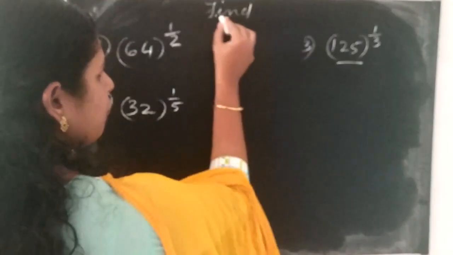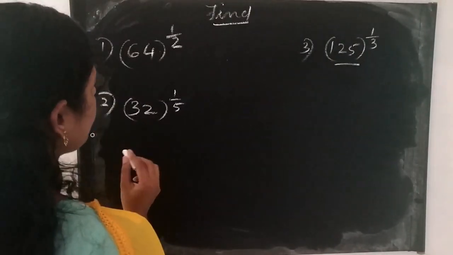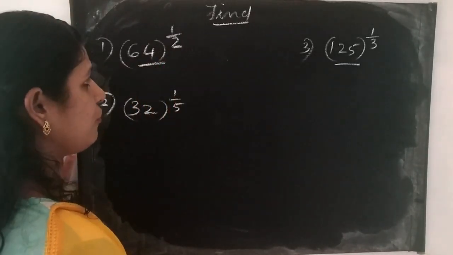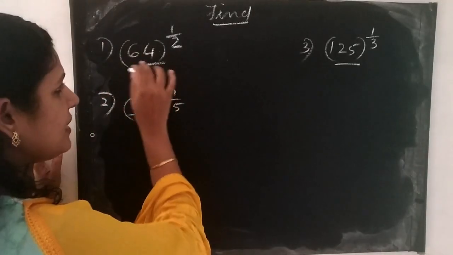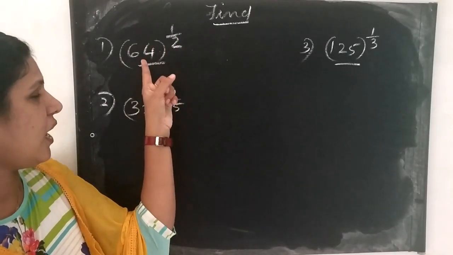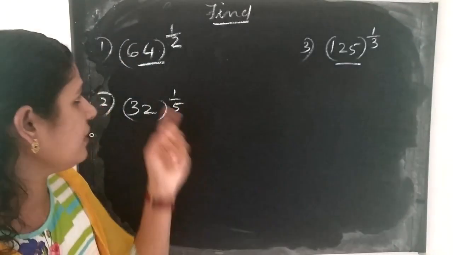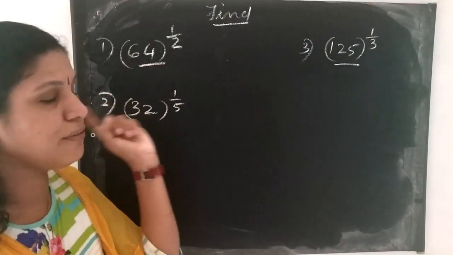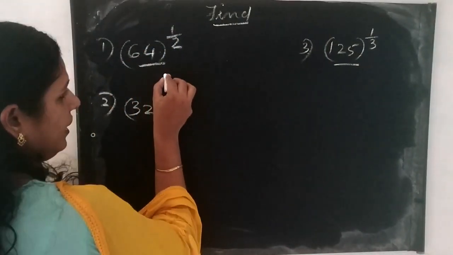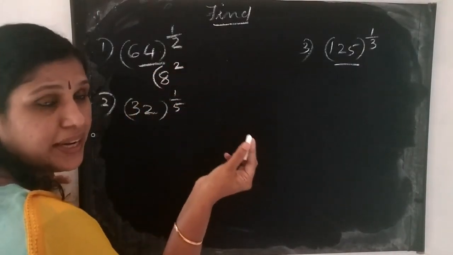Okay. Next is find. We just find the answers to these questions. The first question is 64 raised to 1 by 2. Here 2 is in the denominator of the exponent, so we take the square of the base. How to write 64? That is 8 square. 8 square is 8 into 8, which is 64.